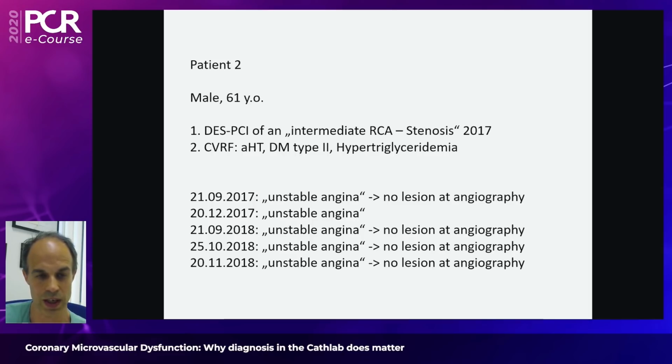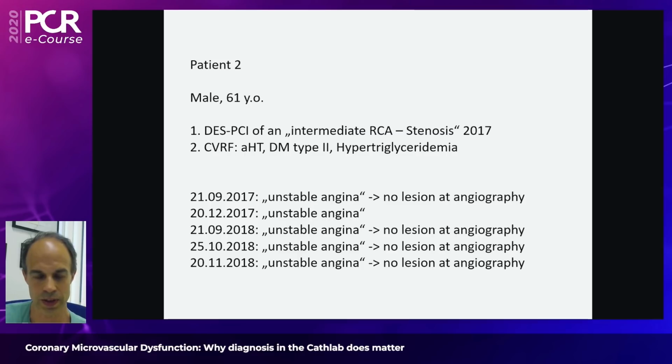This is a male of 61 years old. He had a stenosis that was treated with a drug-eluting stent in 2017 for an intermediate evidence of stenosis. He had typical cardiovascular risk factors, including diabetes, and he was admitted, which is the most important thing, 5 times in our chest pain unit within very few months, always for unstable angina. He underwent angiograms all the time, which showed no lesion.